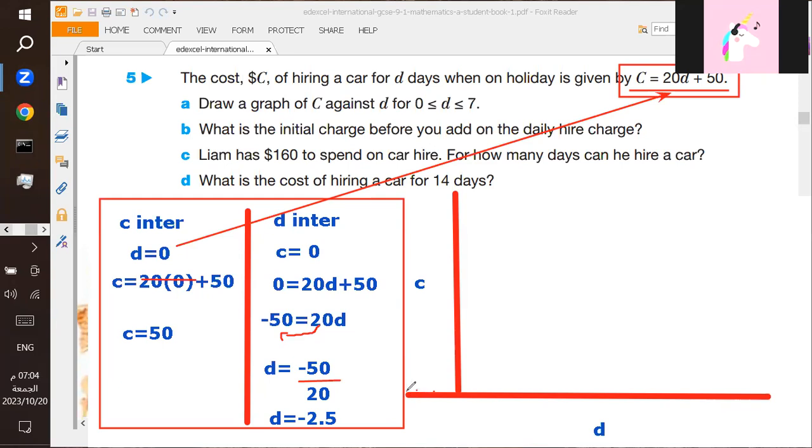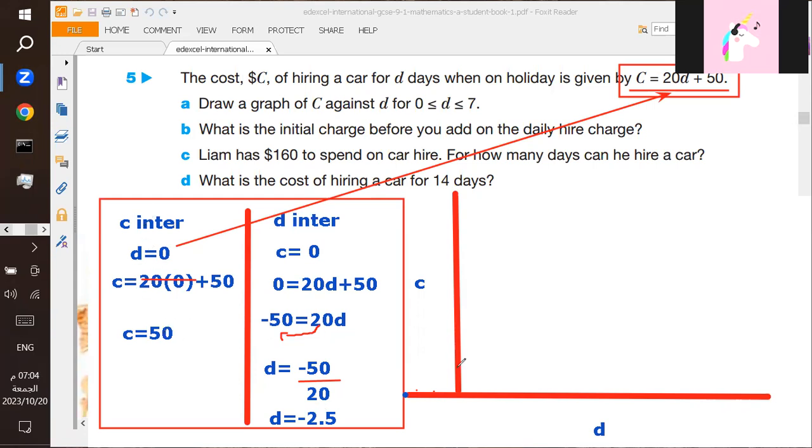And this one is -2.5. So -2.5 will be over here. Let's make it bigger. So 2.5 negative is going to be here. Now, this is the D-intercept. And this one is the C-intercept.